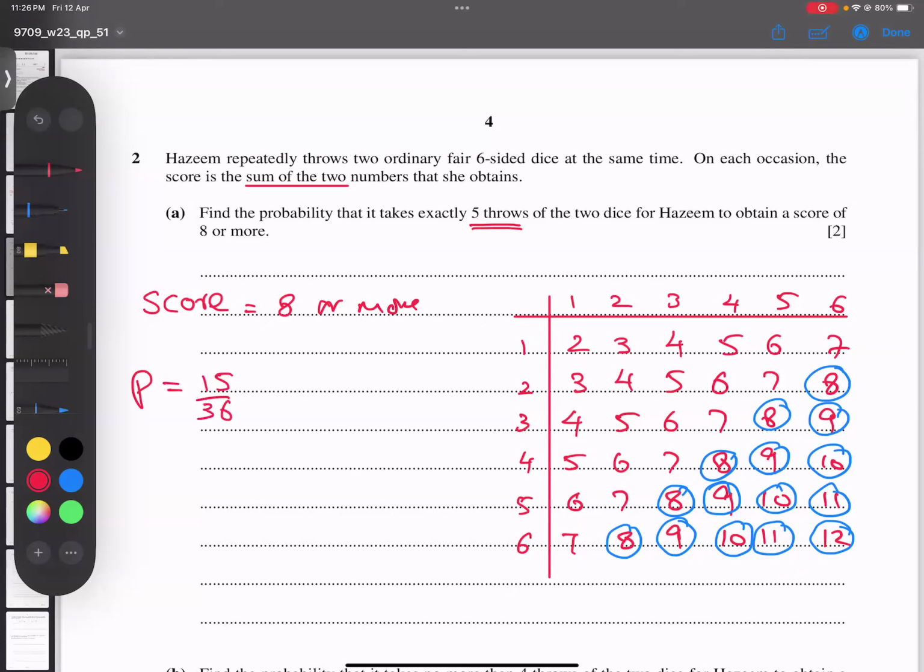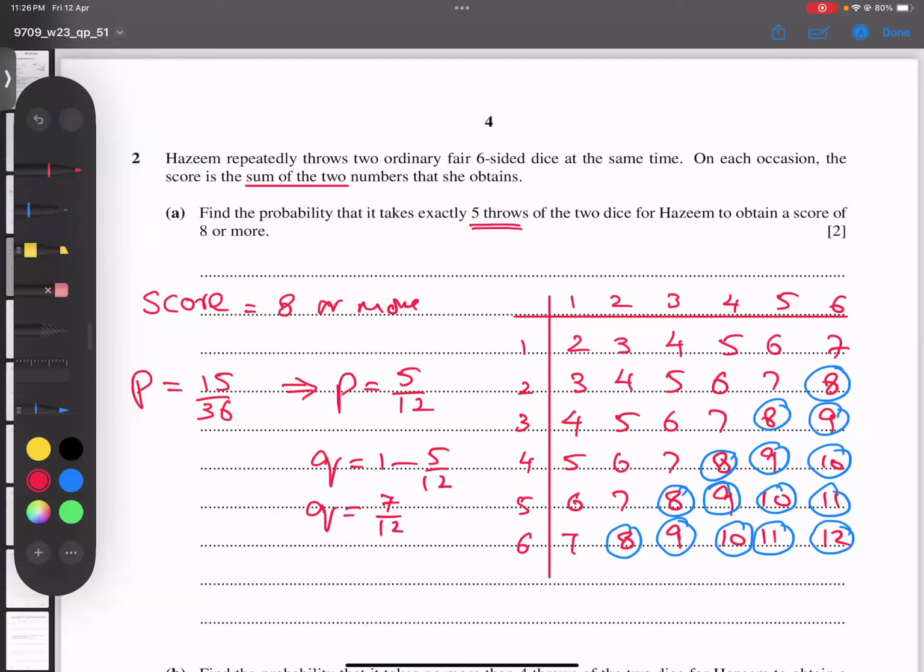If we simplify, 3 fives are 15, 3 twelves are 36. So this is P, 5 over 12, and Q becomes automatically 1 minus 5 over 12. So Q becomes 7 out of 12. I think the idea is clear.